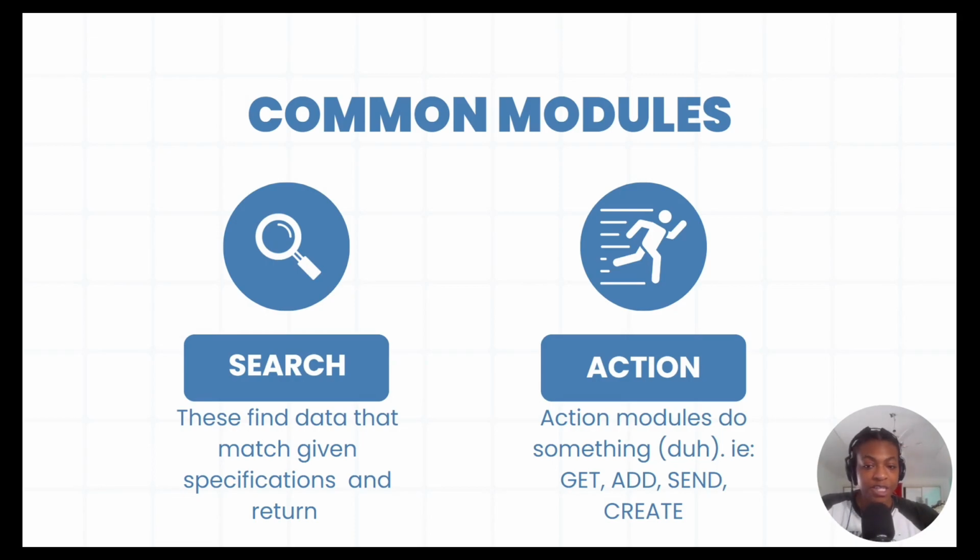Search modules find data that match the given specifications, and they'll return that information back to your scenario to use for whatever. Action modules do something. That means they can get information, add a row to a Google Sheet, send an email, create a new Google document. Any action, basically, it's going to require an action module.